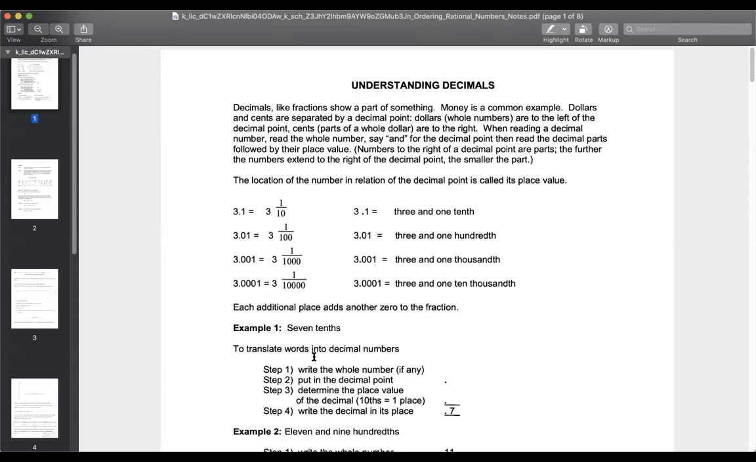Sorry, I lost my pen, so I'm looking for that real quick. All right, it is gone, cool. All right, so understanding decimals.